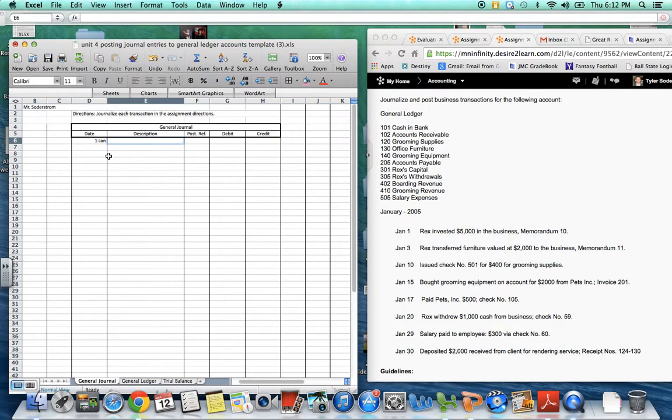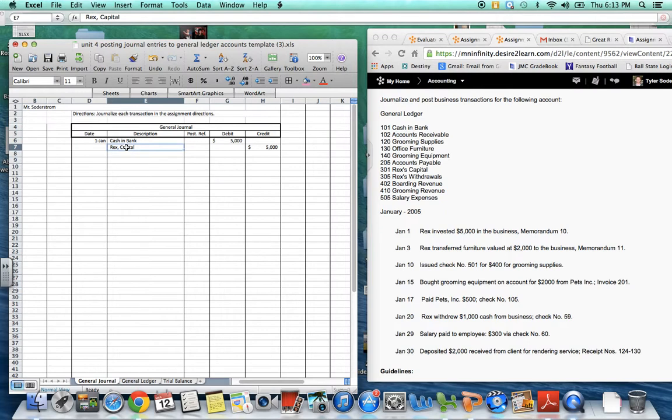One thing that we should get in the habit of doing too is putting our debits first. Generally, when you journalize any kind of accounting transaction, you should always have the debit going first. So since the owner is investing money into his business, the business now has more money to spend, so I know that my cash account is going up. So I'll put cash in bank, and we're going to have a $5,000 debit to that account. My credit then is going to be to Rex's capital, and that'll be a $5,000 credit.